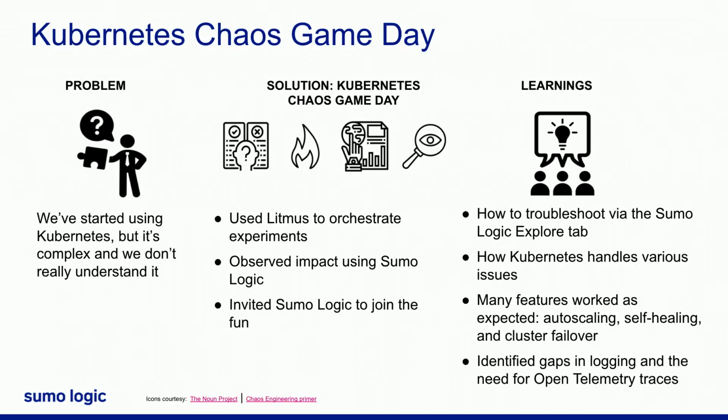So we thought, this is a great opportunity to learn about it. Let's break Kubernetes. So we used Litmus, an open source tool. You can check it out at litmuschaos.io. It comes with tons of out-of-the-box ways to break Kubernetes in fun and fantastic ways. So we leveraged those, and then we used Sumo Logic to observe the chaos.